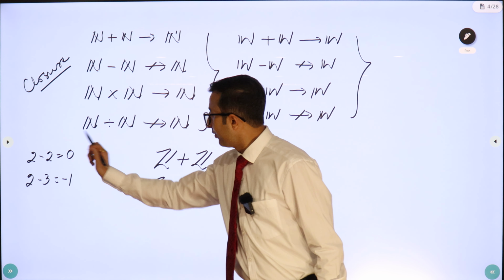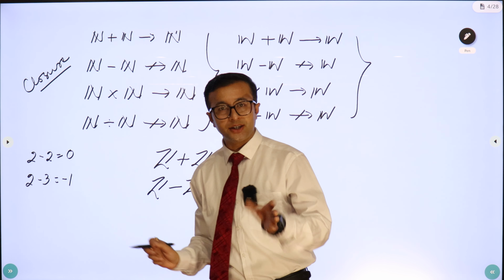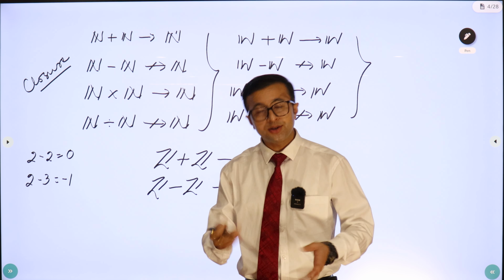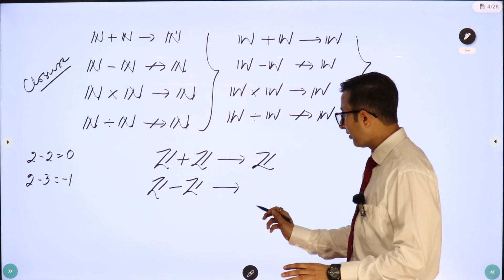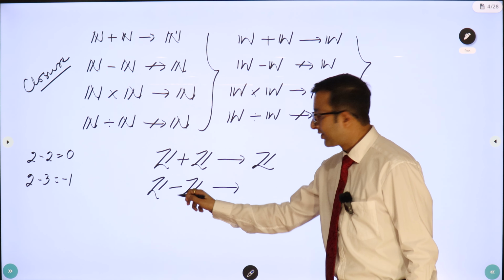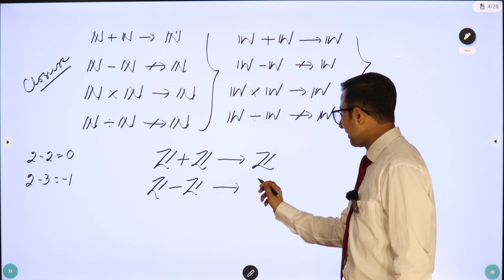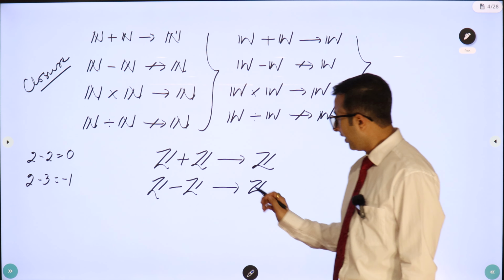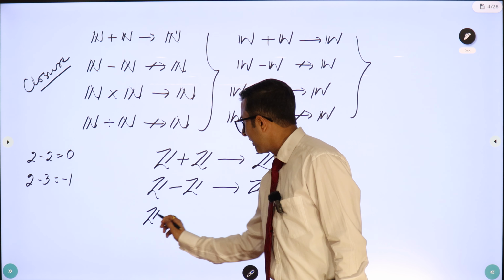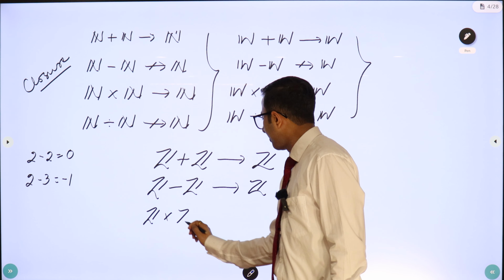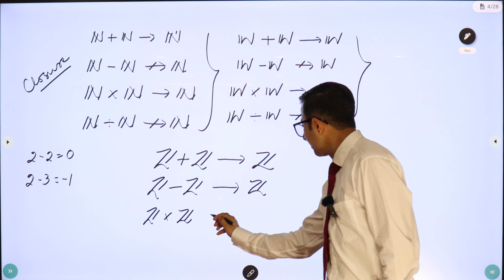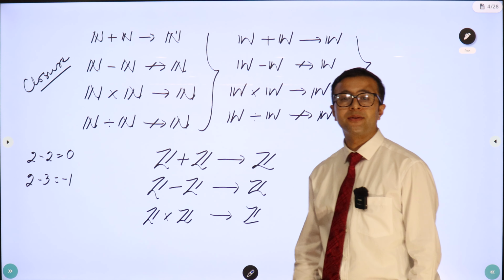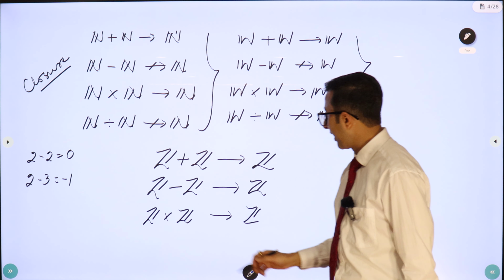Look at here, 0 is also an integer because 2 and 2 both are integers. 2 and 3 both are integers. Minus 1 is also an integer. It means that we can conclude that if an integer is subtracted from another integer, then we always get an integer. Next, product: we already have seen that an integer multiplied with an integer always gives us an integer, similar to the properties that we have seen for natural numbers and whole numbers.